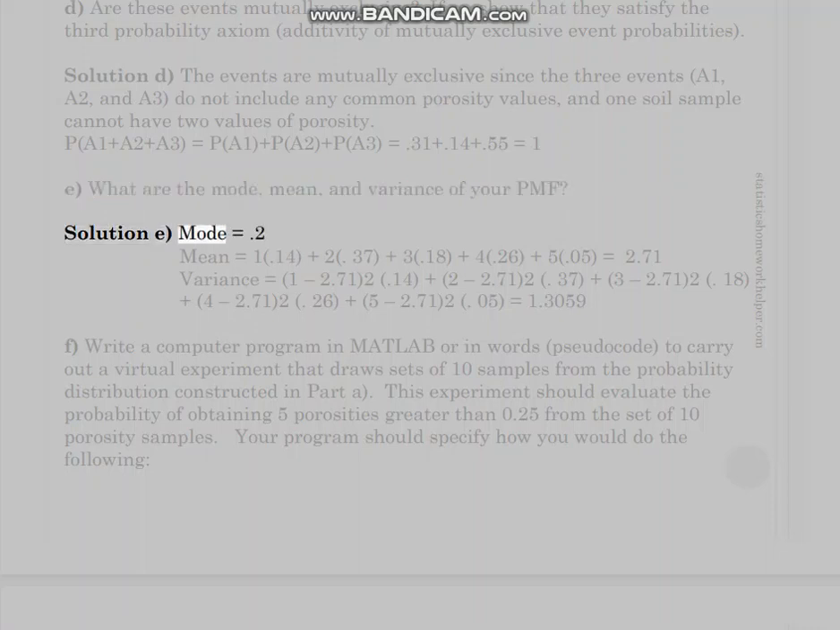Solution E. Mode equals 0.2. Mean equals 1 times 0.14 plus 2 times 0.37 plus 3 times 0.18 plus 4 times 0.26 plus 5 times 0.05 equals 2.71.